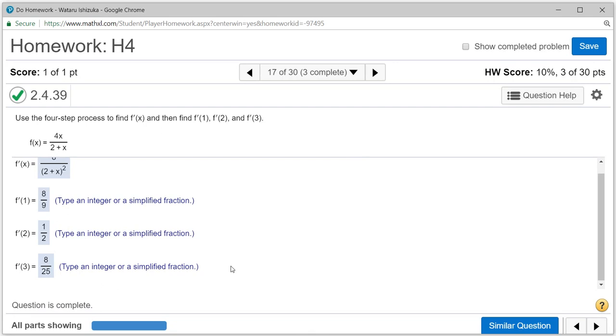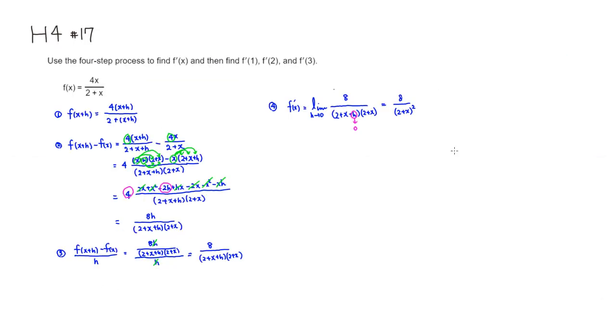And that's it. I hope that this was clear.